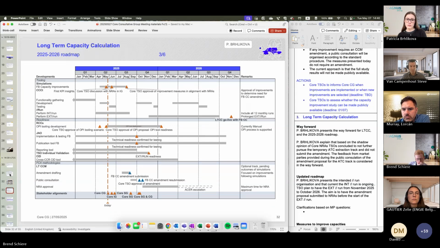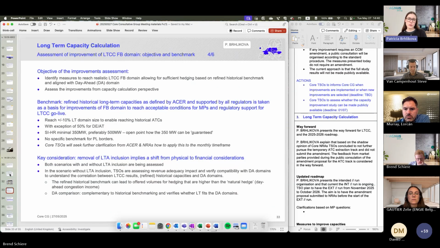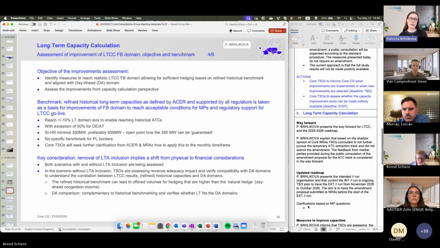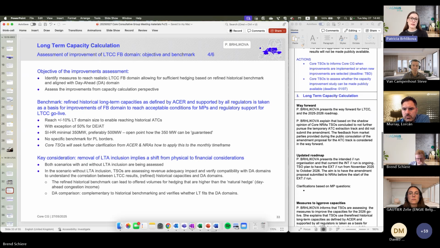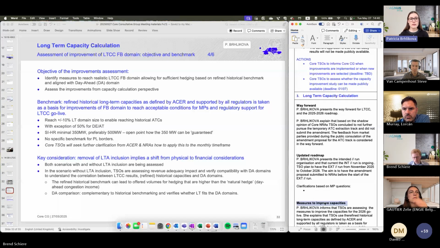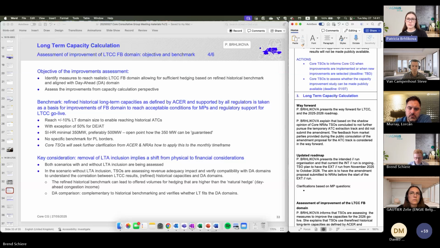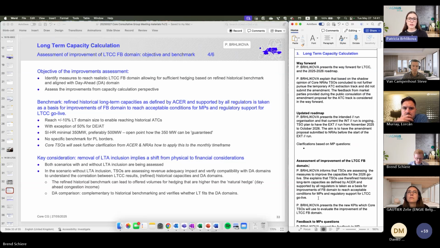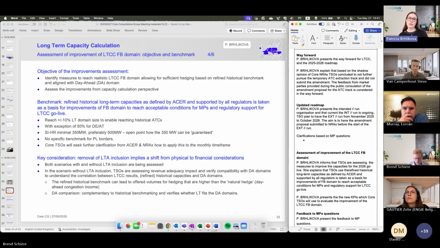Okay, so then going to the next subtopic, I would say, and this is basically the first 2 lines of the roadmap that I just presented. So this is the improvement track, so the assessment of improvements of the long-term flow-based domain. Here we are as TSOs fully shifting the focus onto how to reach a realistic long-term capacity calculation flow-based domain that would allow for sufficient hedging, also based on the refined historical benchmark and connected to the day-ahead domains.